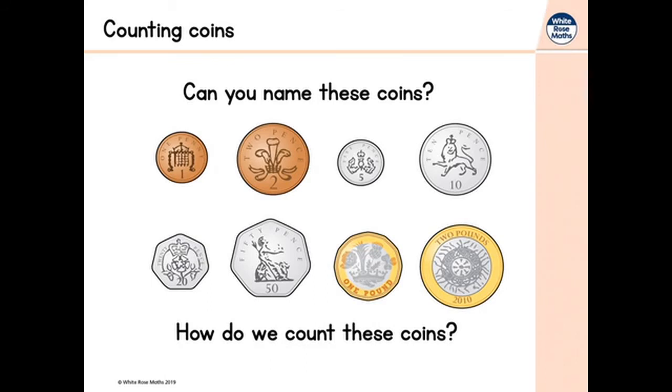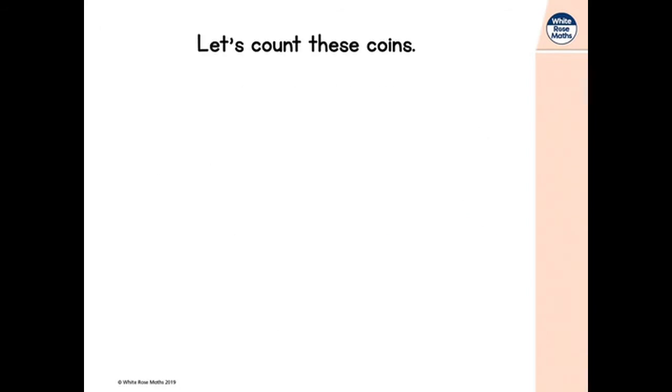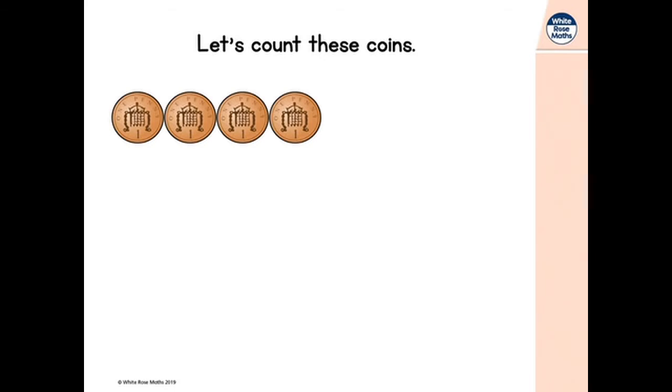But how do we count these coins? Well, let's take a look together. Let's begin by counting these coins. Are you ready? You can count with me if you'd like. 1p, 2p, 3p, 4p, 5p, 6p. 6p, or 6 pennies, or even 6 pence.